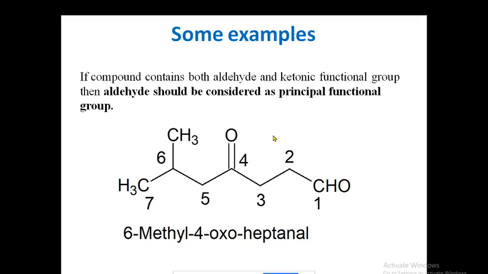Okay. So at carbon number 6, you will have a methyl substituent. At carbon number 4, you will have a ketonic group. The ketonic group is also known as an oxo group when you are giving the IUPAC nomenclature. Okay. And as 7 carbons are there, it's a heptane derivative and E is replaced by AL and therefore the name becomes 6-methyl-4-oxoheptanal. Okay, so in this way we can give names to compounds which contain both aldehyde and ketonic functional groups.